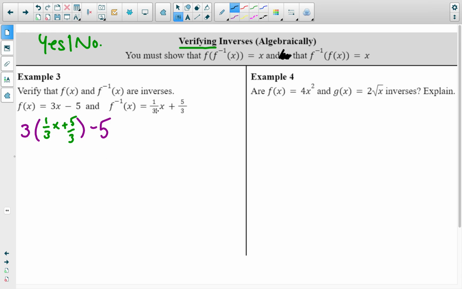And so what we're trying to show here is that they are inverses. So we're trying to get to a point where we are equal to x. All right, so now we're going to simplify. Distribute this 3. 3 times 1/3 just gives us x. Okay, 3 times 1/3 x.